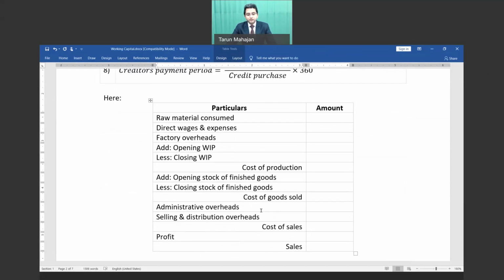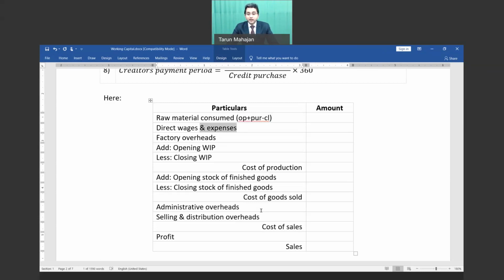Can you type it in the chat window? I'm asking you a very simple question. How do you calculate raw material consumed? Yes, exactly. Opening stock of raw material plus purchase of raw material minus closing stock of raw material.